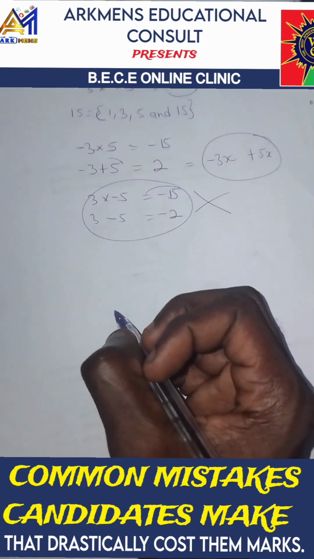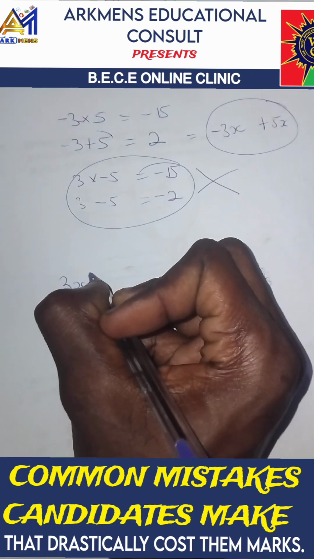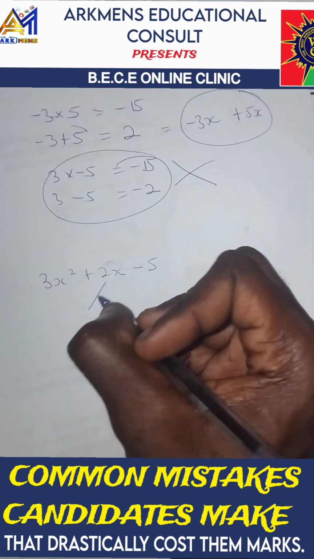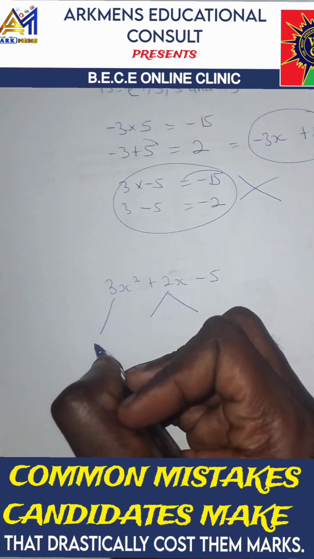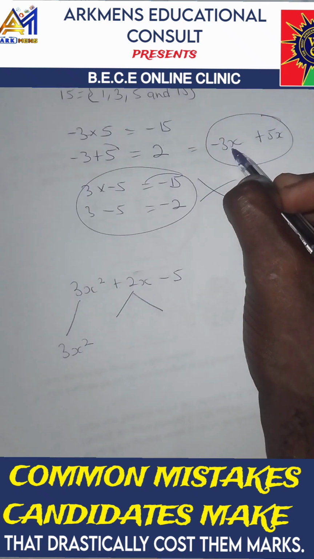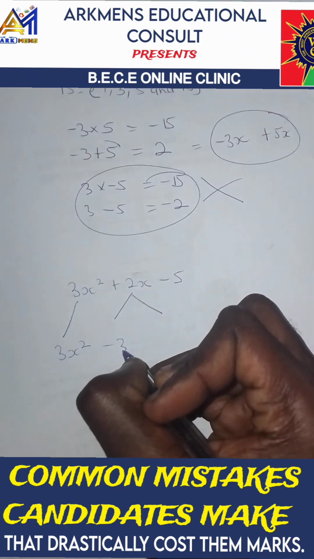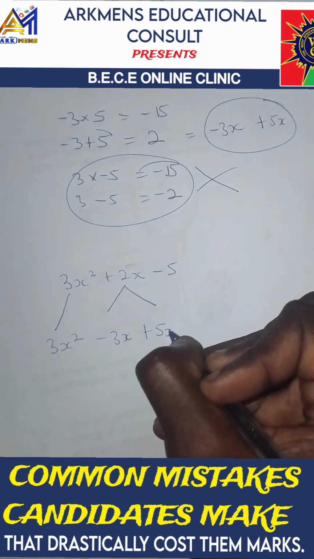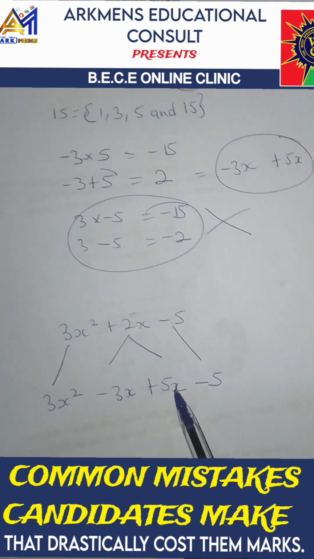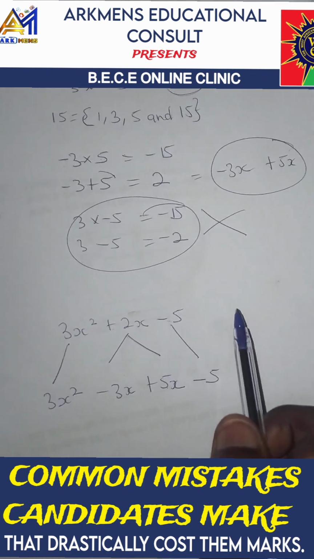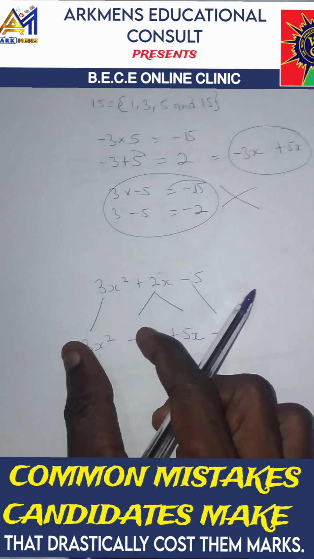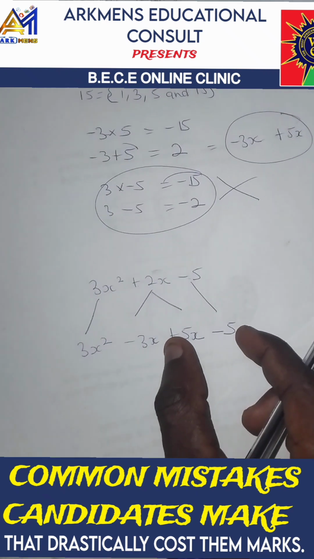So now let me come down so you see how it is. I have 3x squared plus 2x minus 5. We are now going to expand this 2x. The 3x squared will stay. Now this positive 2x, you are going to replace it with negative 3x plus 5x. Then my minus 5 comes here. Negative 3x plus 5x will give you positive 2x, so it agrees. When you are done, the next rule is that whenever it is 4 terms, they are trying to tell you to factorize the first 2 and the last 2.